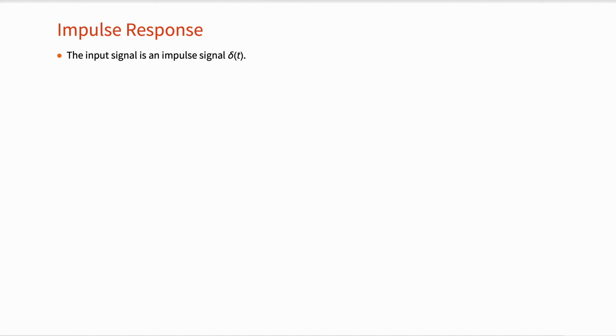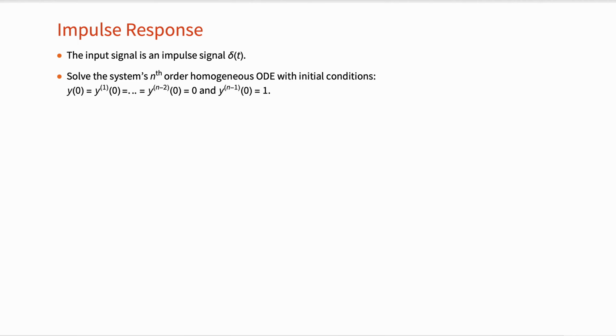The impulse response of the system is the output of the system when the input signal is the impulse function delta t. To find the impulse response of the system, once we have the nth order differential equation that models the system, we solve that equation with input signal set to 0 and the initial conditions also set to 0 except for the highest derivative, which we set equal to 1. That is the n minus 1th derivative of y, as shown here.